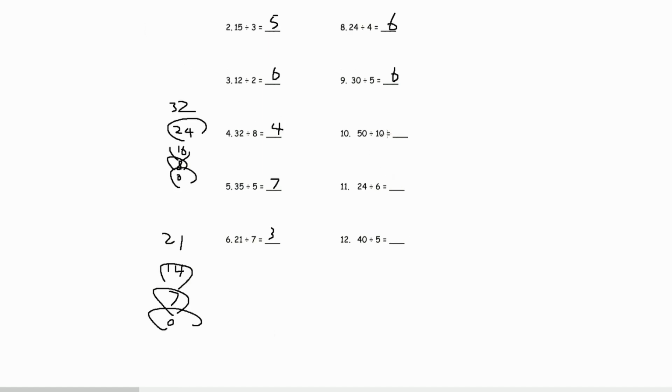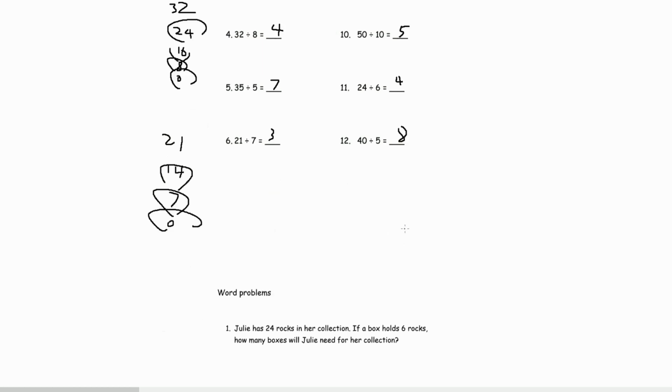50 divided by 10, that is 5. We need 10 fives for 50. And 24 divided by 6, we need 4 of them. And 40 divided by 5, we need 8 fives.